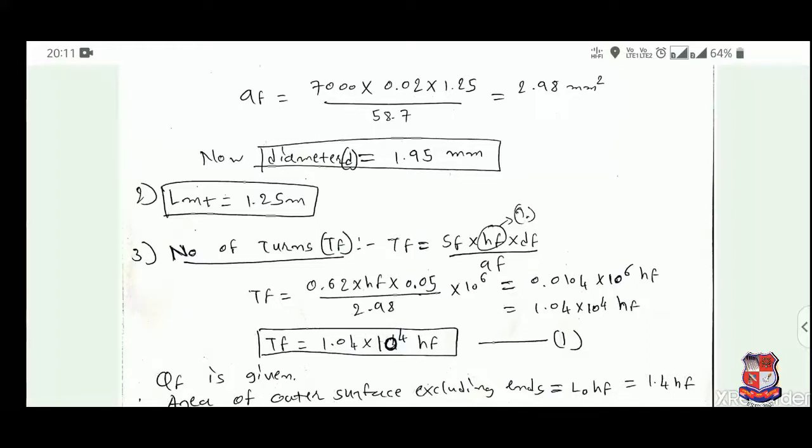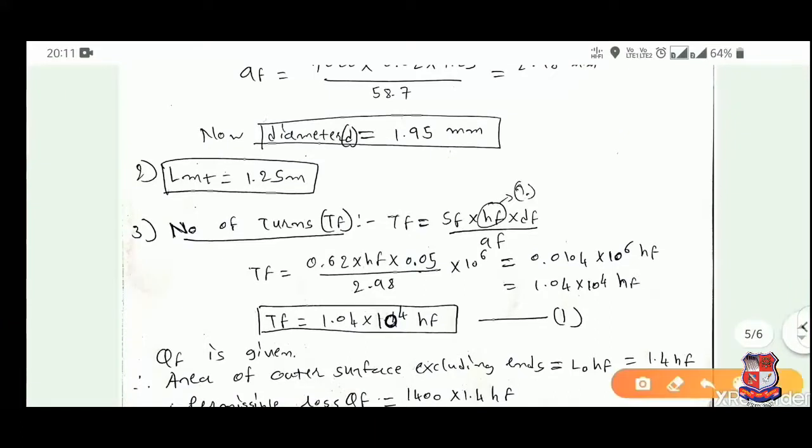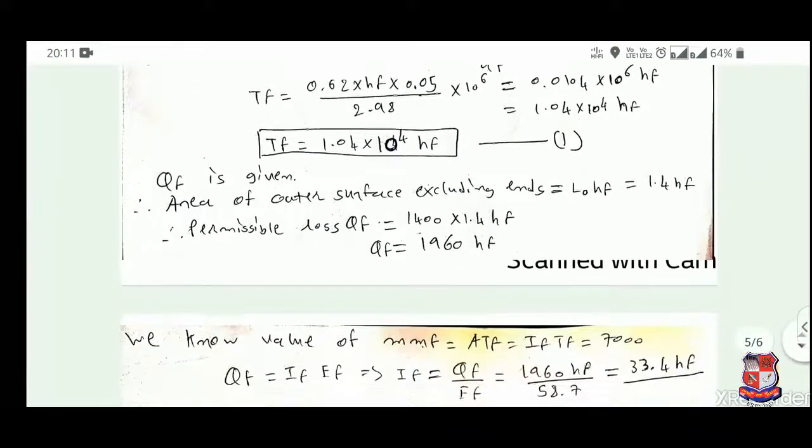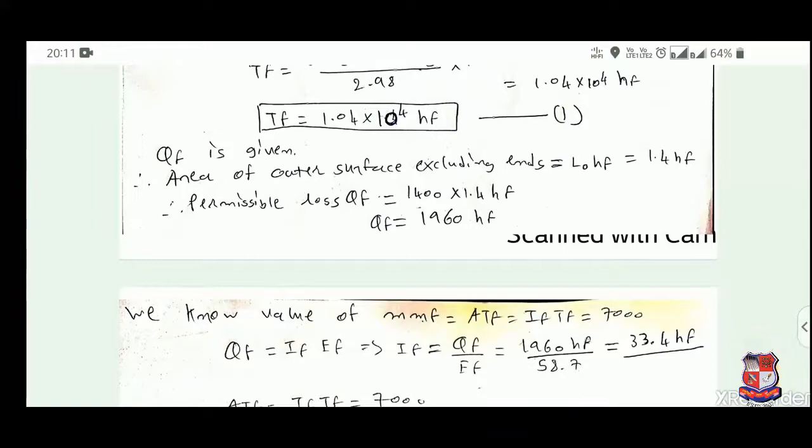You can easily get this with the help of your calculator. Just verify it. So your final answer of TF will be 1.04 into 10 raised to 4 into HF. Here there is one problem. We have the variable HF. We don't have the exact value of TF, but we have one unknown HF. So we need to find further relations which also include HF, so that we can compare and find the value of TF.